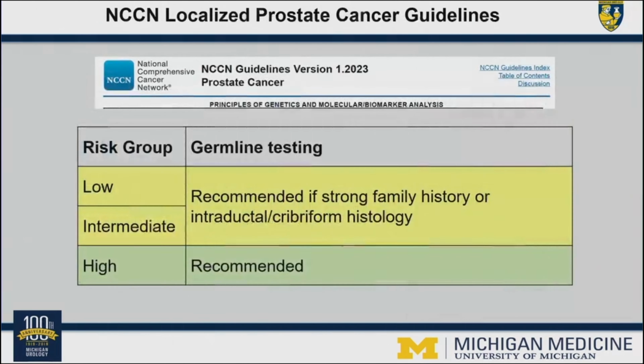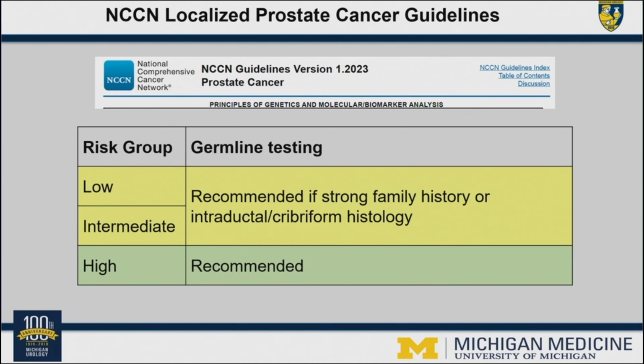Now, who should get germline genetic testing? Every patient with high-grade prostate cancer or high-risk prostate cancer or metastatic disease. Patients with low-risk or intermediate-risk prostate cancer, but with presence of intraductal or cribriform pattern, should get germline genetic testing, or patients with low-risk or intermediate-risk disease, but with strong family history of prostate cancer.